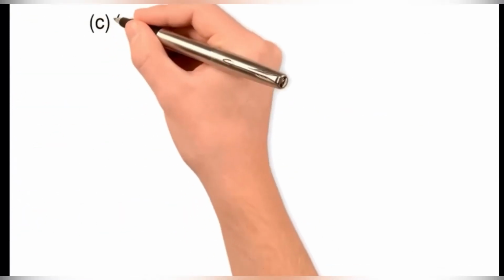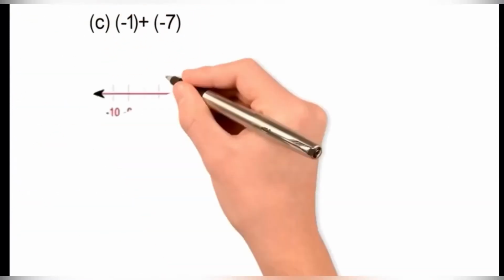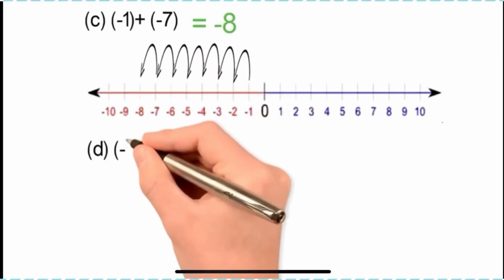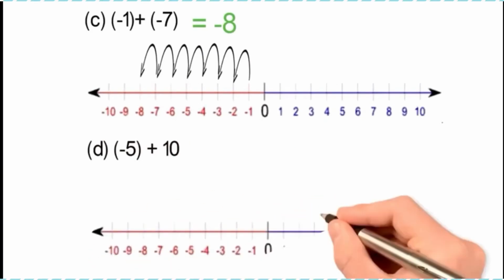Easy. Next one, minus 1 plus minus 7. If I open the bracket, it will be minus 1 minus 7. Minus plus will be a minus, so the answer you're going to reach is minus 8. Just do the sum in the rough column and then do it on the number line. It will be more clear. So from minus 1 jumping towards the negative side for 7 times, you reach minus 8.